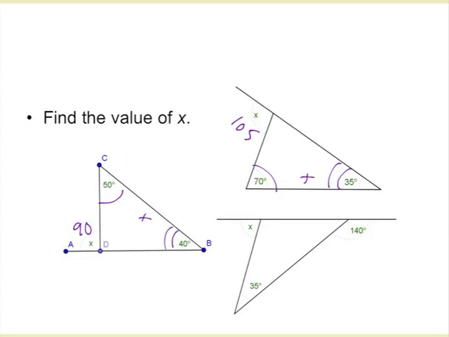So what do we need to do first? We need to find the angle that's next to the 40. How do we do that? Subtract from 180. They're on a straight line, and on a straight line two angles should add up to 180, so we can find that inside angle is 40. Now we know the two angles that are inside and not next to x, so we add those up. And what do we get? 75.